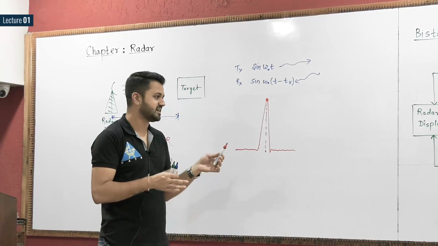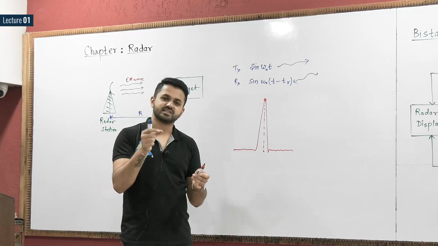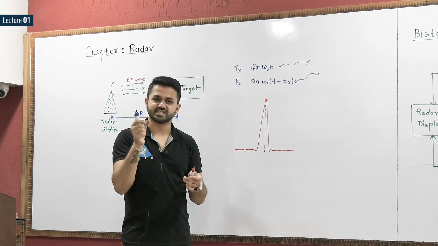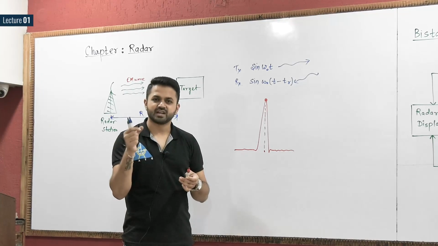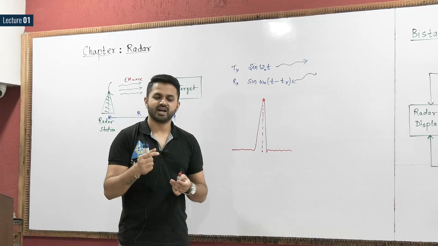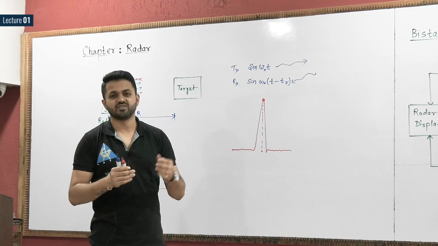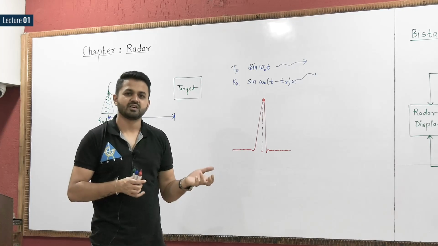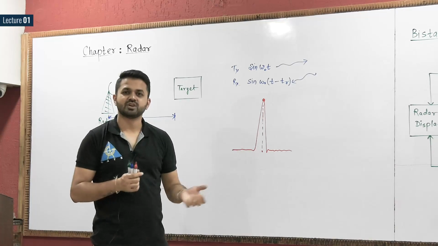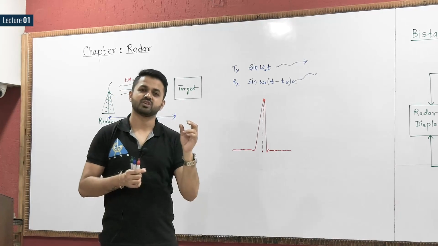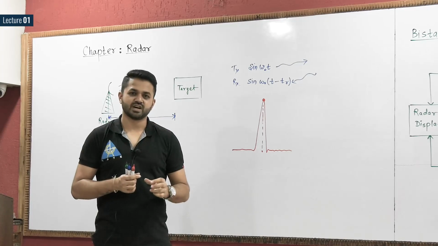So you will see that in the radar display, there is some point which is indicating there is some target or some object. So how does it come into the picture when we correlate and plot it by some software? We get a high correlation at that point, and that high correlation shows the location of the target.